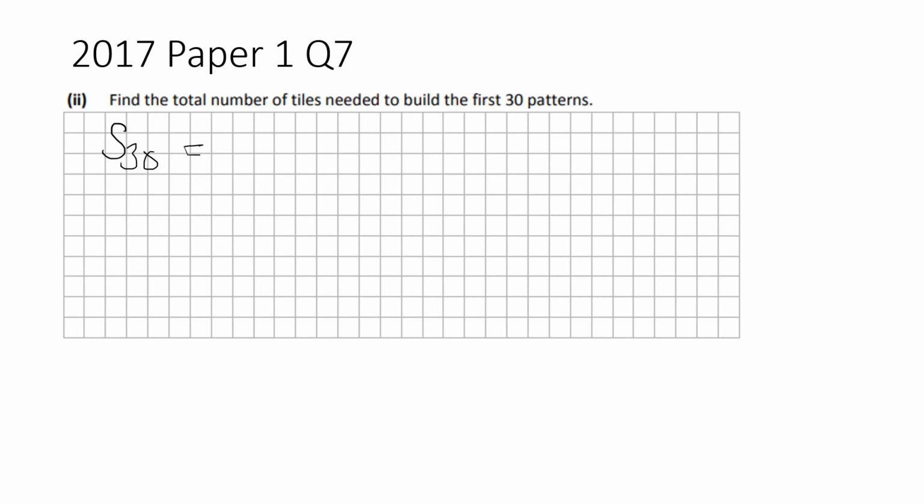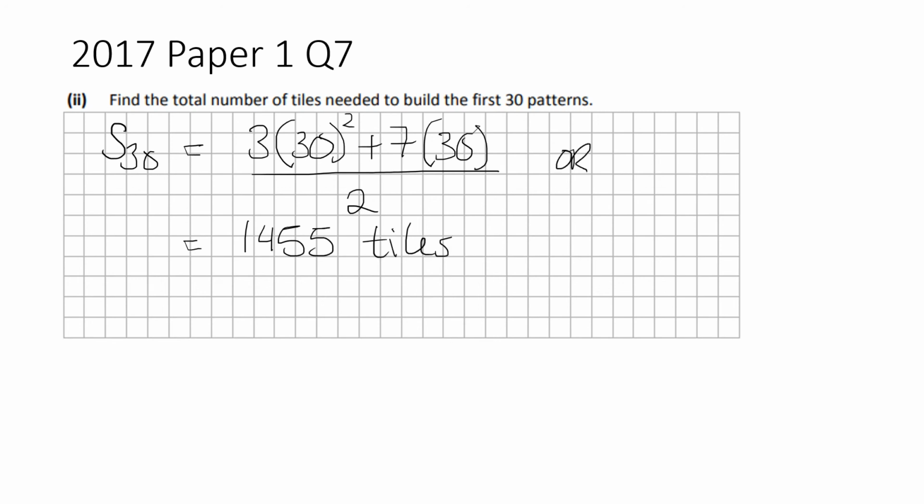So your formula is, you can either use the one above, which is 3 times n squared, which is 30 squared, plus 7 times n, which is 7 times 30, and then you put that all over 2. And what you should get there is an answer of 1,455 tiles.